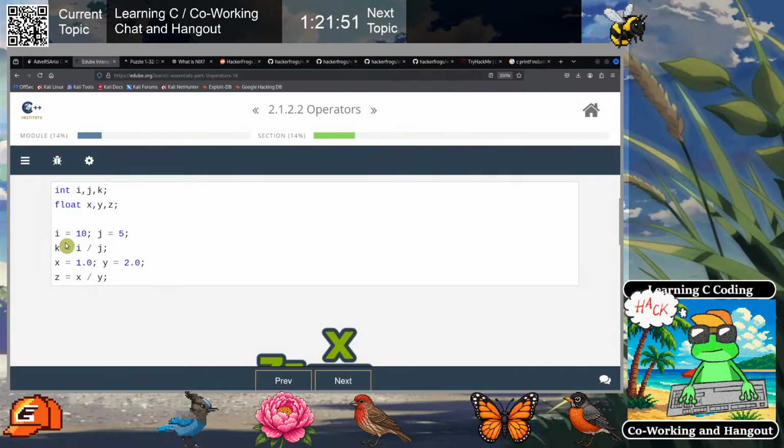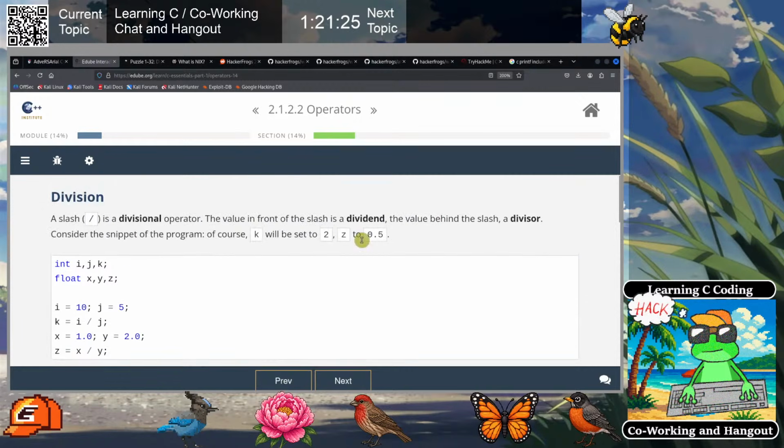So let's see. i and j are set to 10 and 5. k is i divided by j, so that would be 2. And then we've got 1.0, and then 2.0, and then we've got 1.0 divided by 2.0. So 1 divided by 2, and 0.5. Okay.